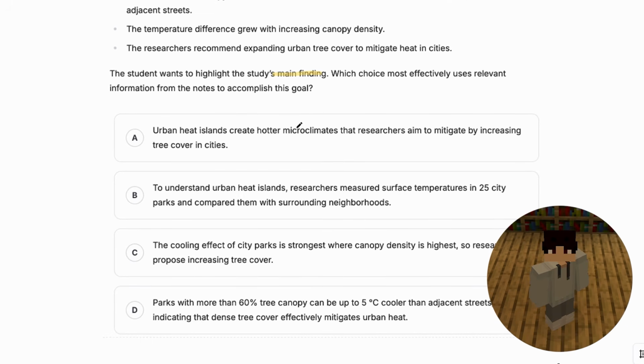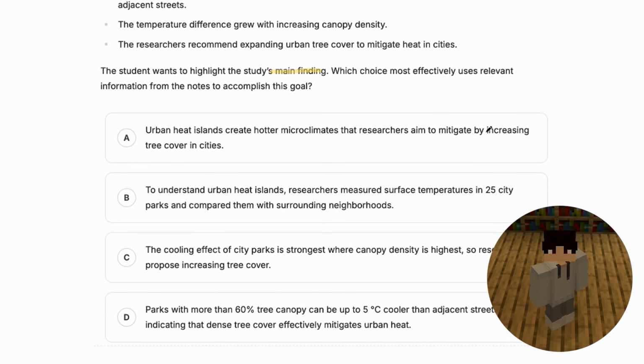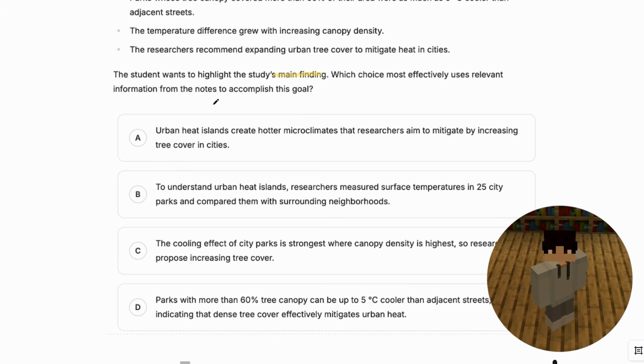Urban heat islands create hotter microclimates that research aims to mitigate by increasing tree cover in cities. So I think this probably seems like a main finding. The islands are hotter microclimates, and that's good. So it's probably a good answer.